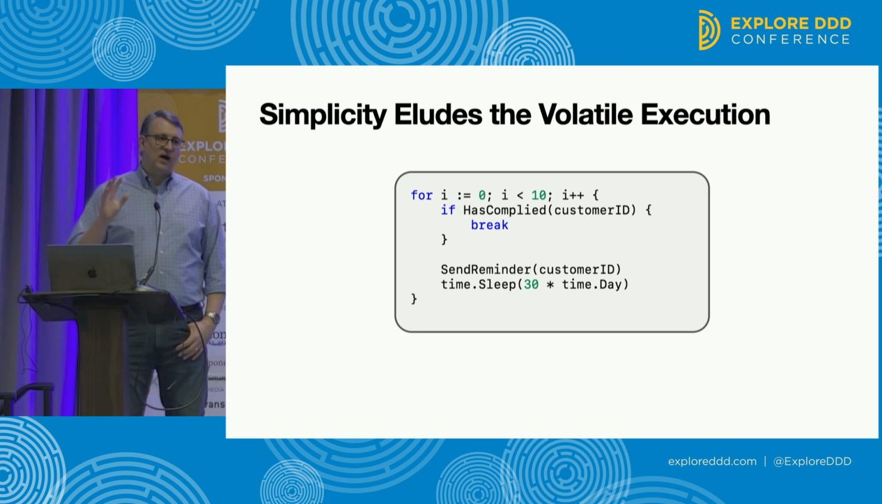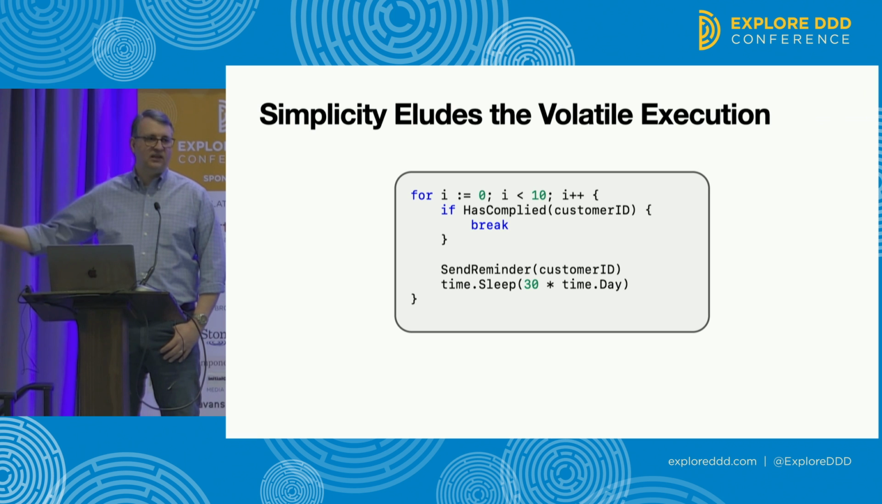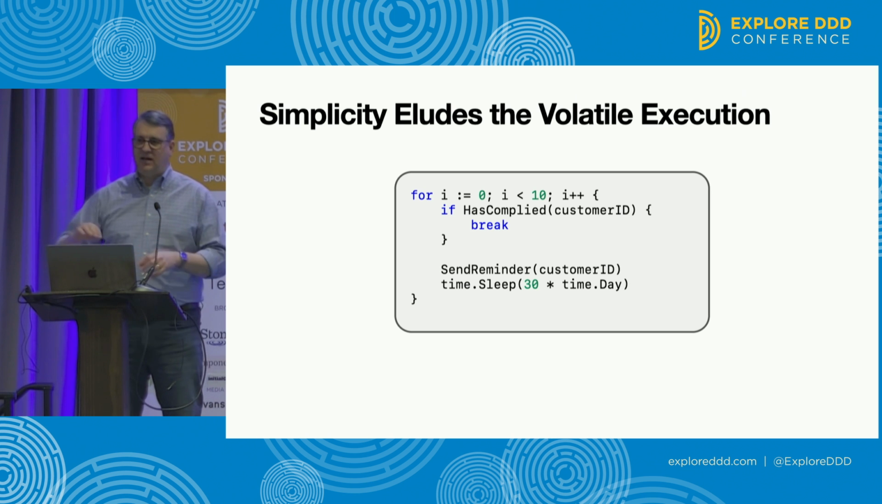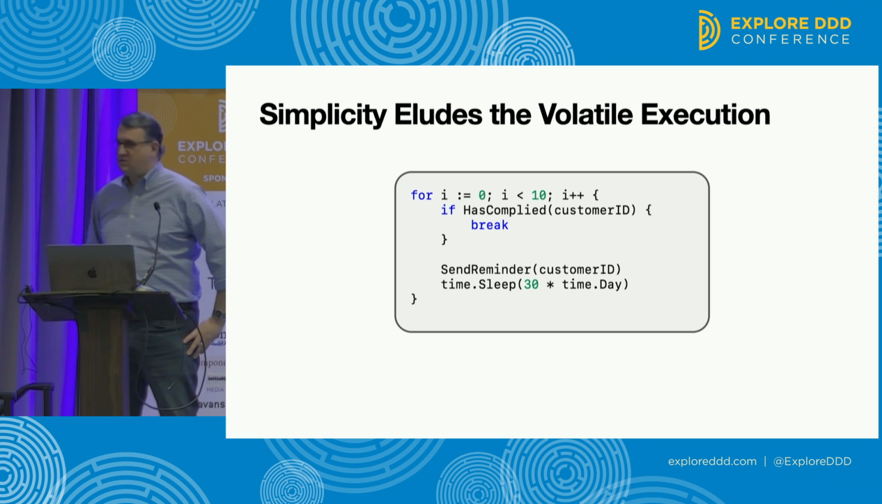But this is because of volatile execution. We can't do the simplest thing that would work because the execution is volatile. We have to maintain state, we have to write stuff to maintain state and use all these external systems to be able to do that. But this is actually the simplest solution that would work.